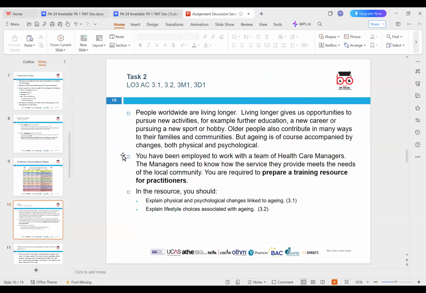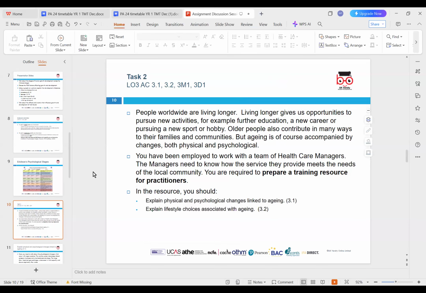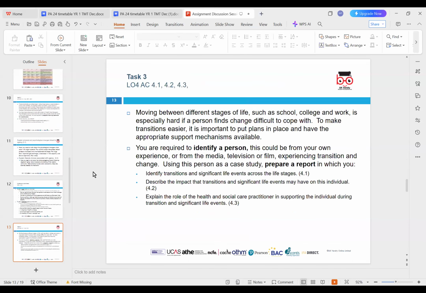For task 2, you're preparing a training resource for practitioners, and it's not related to task 1. This is to explain physical and psychological changes linked to aging and to explain lifestyle choices associated with aging. This is task 2.